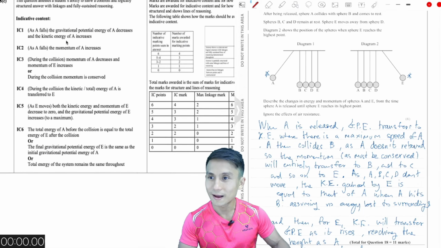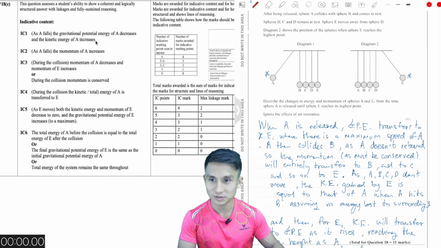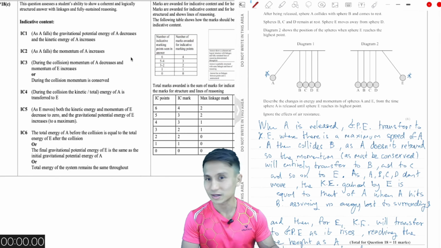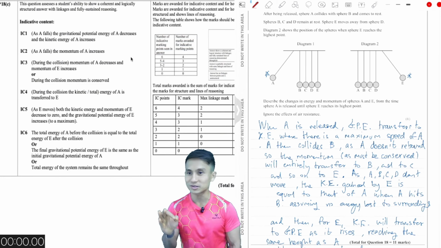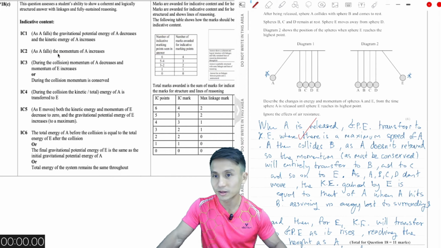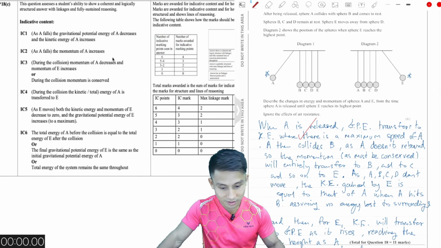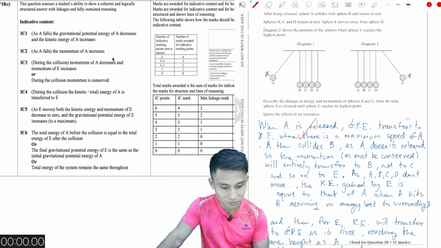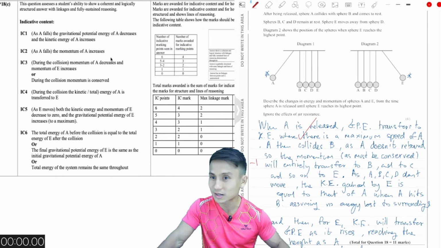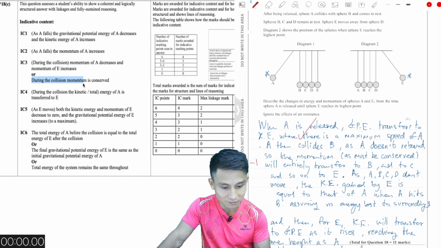All right. Okay, so as A falls, GPE is transferred to KE. Yeah, that's perfectly fine. You can say A's GPE decreases while KE increases, or you can say GPE transfers to KE. Yeah, I got the first point there. Momentum of A increases. I didn't say that, did I? I just said that A had some momentum. Yeah. A doesn't rebound, so the momentum, as it must be conserved, will entirely transfer to B. I didn't say that, so I missed one mark there. Momentum of A decreases as momentum of E increases, or during collision momentum is conserved.